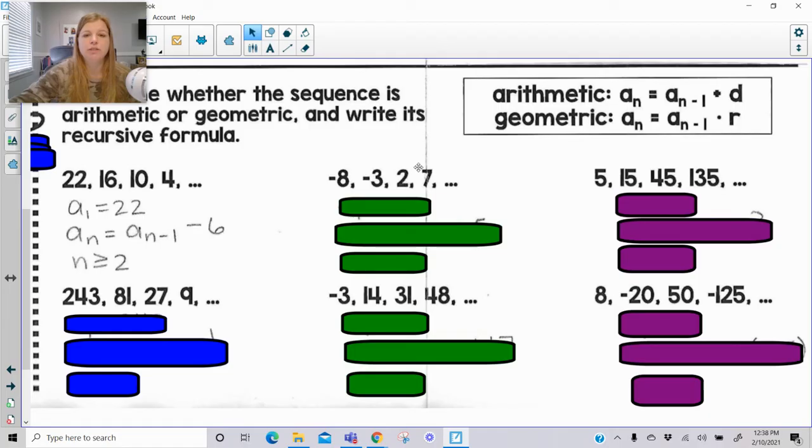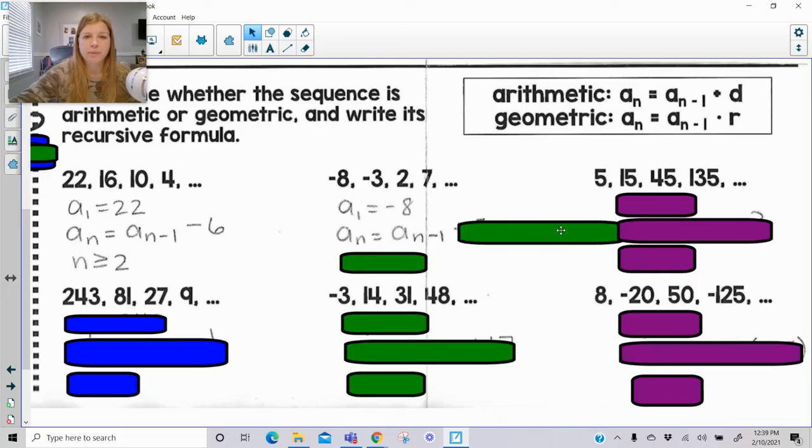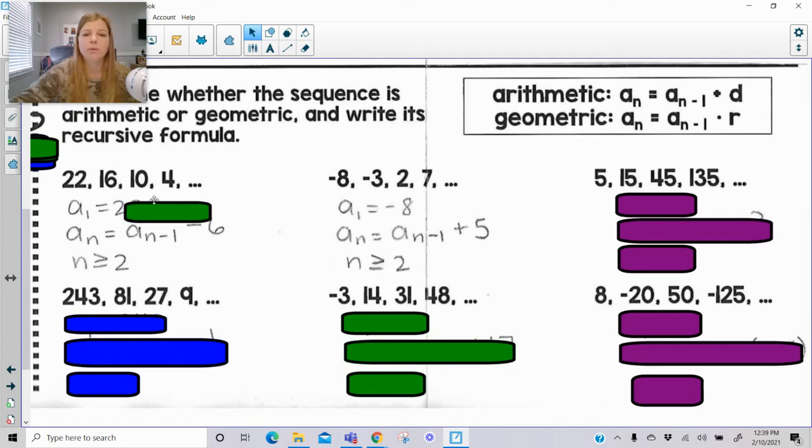-8, -3, 2, 7. I see this is definitely arithmetic. It's increasing by 5s. So first off, my a sub 1 is -8. It's arithmetic, so I'm going to use my first formula. So this would be a sub n equals a sub n minus 1 plus 5. And always n is greater than or equal to 2.